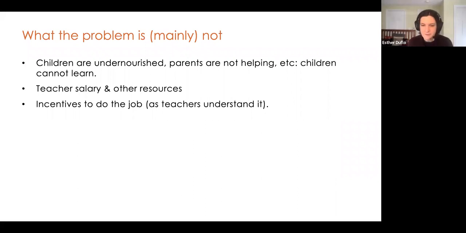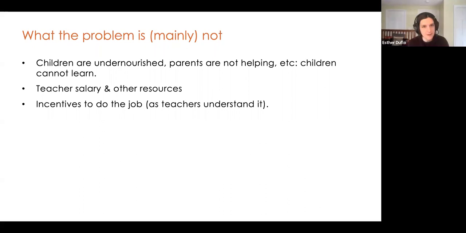So I hope I have persuaded you that there is an issue in schools in developing countries: an issue of learning quality, an issue of not leveraging existing knowledge, an issue of not teaching something that's useful for life. So what's the problem? Let me start by what the problem is not, in my opinion, based on the research that I've read.